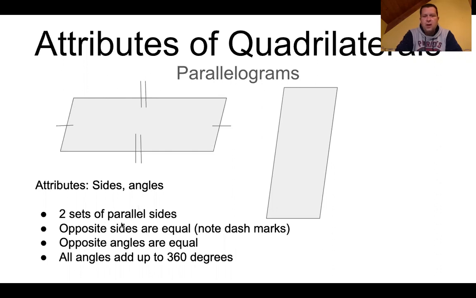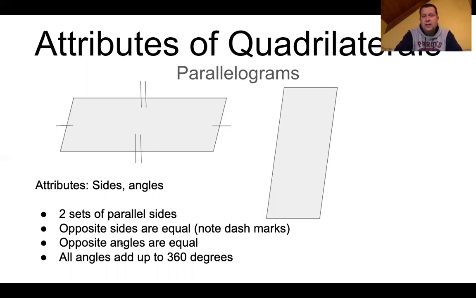All right. Opposite sides are equal. Note the dash mark. So if you look at this one, and this is not a great drawing by Mr. Champagne, but you have one and one dash here. That means those two are equal. And this is two dashes. That means those two are equal. If you see four dashes, all four would be equal, but that is not the case for a parallelogram because opposite sides are equal, okay?